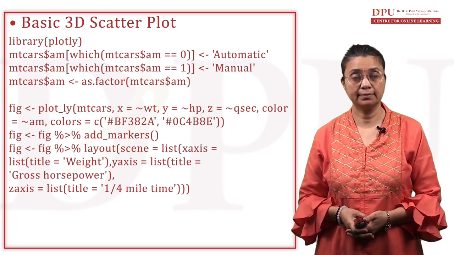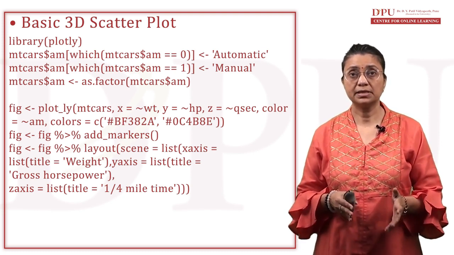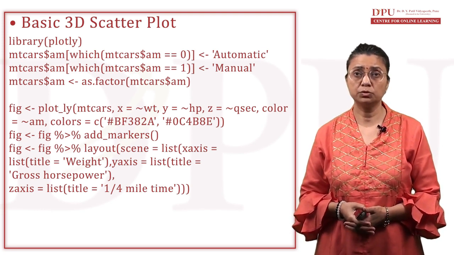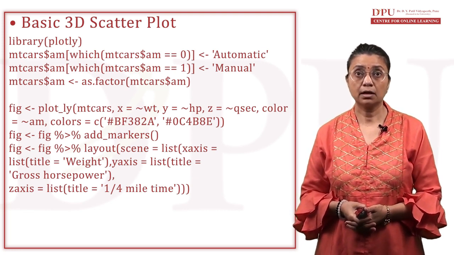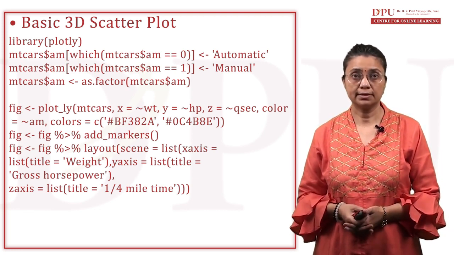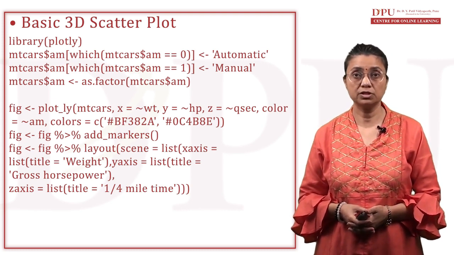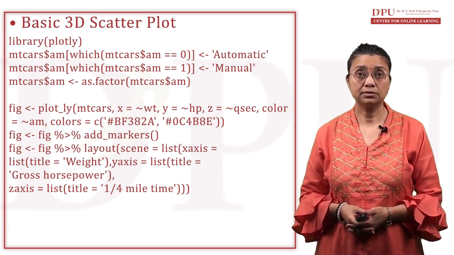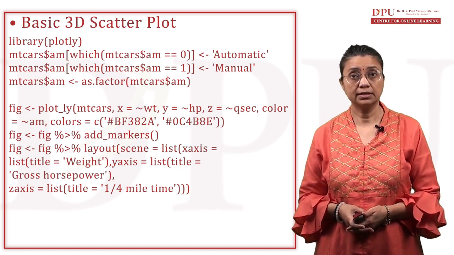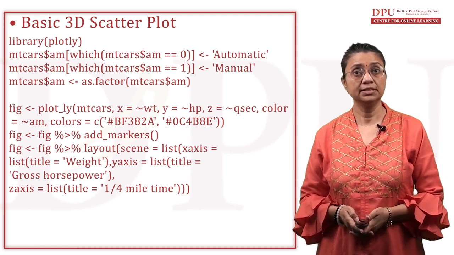So I'm using the factor function to find out the factors of mtcars am, and I'm storing that in mtcars$am. So students, we can see fig equals plot_ly. plot_ly is my function where I'm passing mtcars, my data, x equals wt, y equals hp, z equals qsec, color equals am, colors equals code. Two codes are there. I'm writing fig equals fig pipe add_markers and fig equals fig pipe layout. So you can see over here scene, which is equal to list, xaxis equals list title, yaxis equals title, and zaxis again equals title. So students, that is how we have created the basic 3D scatter plot.